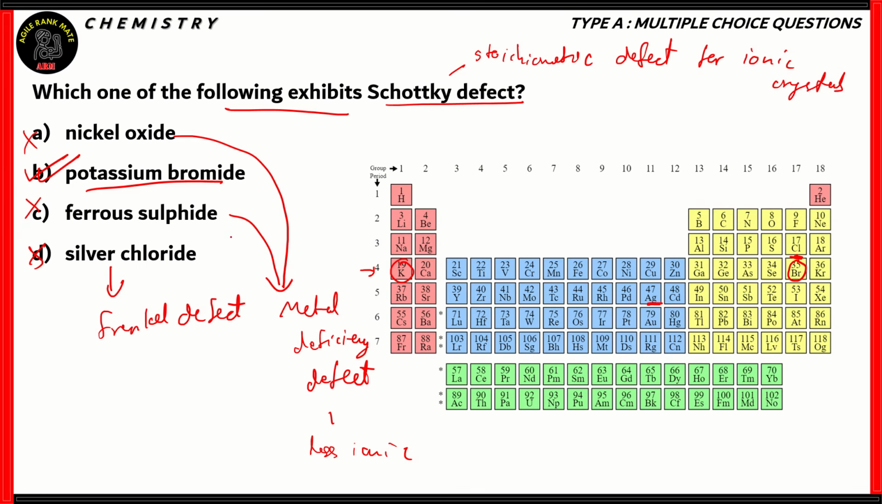If you look at the other options here, all of them have their ions at different periods. Nickel, oxygen, iron, sulfur, and silver, chlorine. So again, you can see that. So therefore option B is the correct option here, potassium bromide. So they're in the same period. They exhibit the Schottky defect where both anions and cations are missing from the crystal.